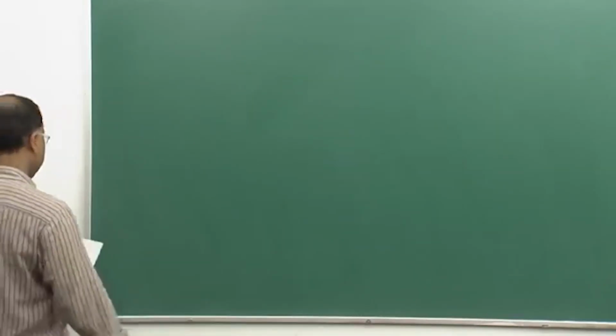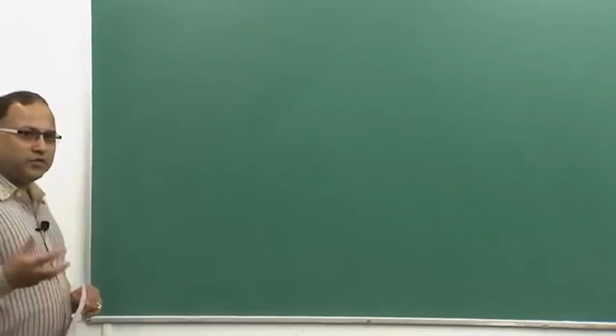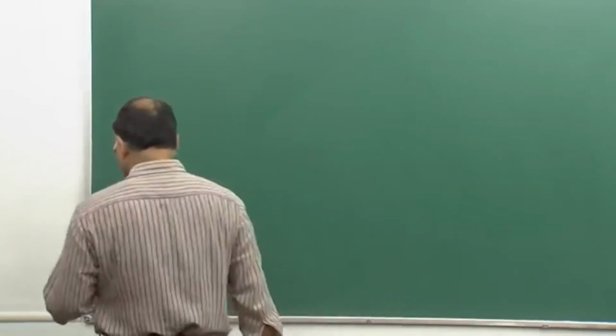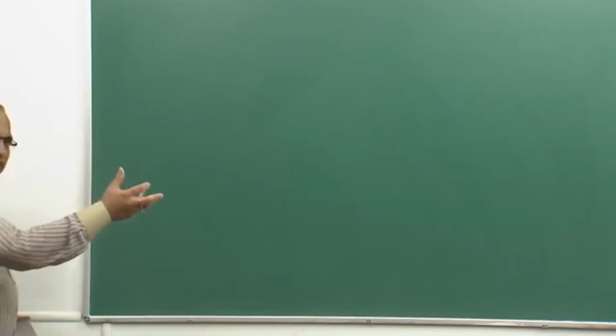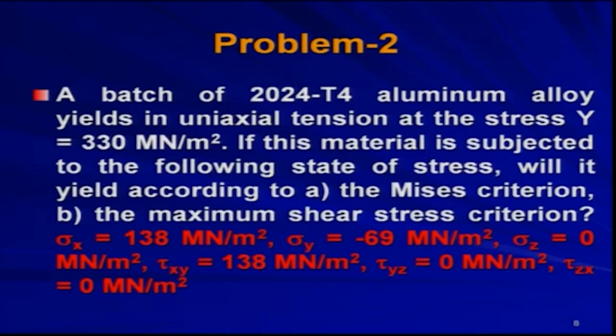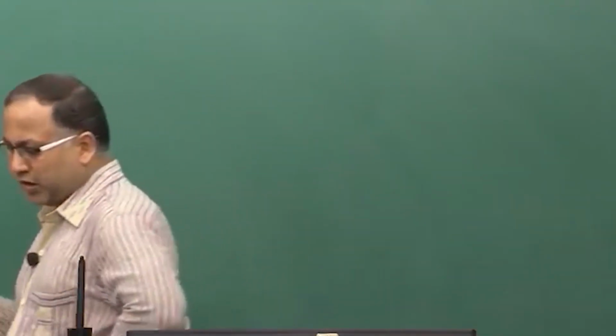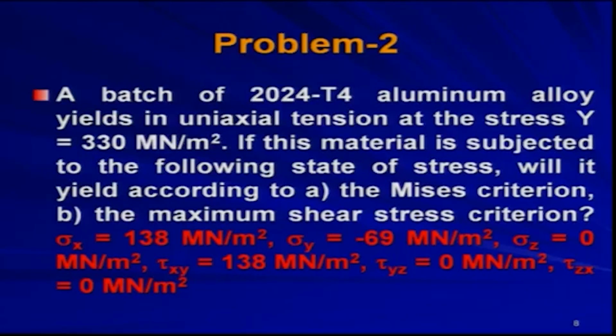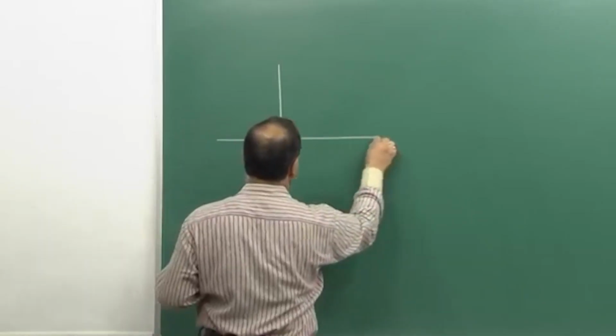First, find out the principal stress using the Mohr circle. The stresses given are sigma x equal to 138 meganewton per meter square, sigma y equal to minus 69 meganewton per meter square, sigma z is 0, and tau yz and tau zx are both 0. Hence we can conclude that this problem is a plane stress problem. You have sigma x, sigma y and tau xy, so the stress is in the xy plane. Therefore, we can draw the Mohr circle for that.